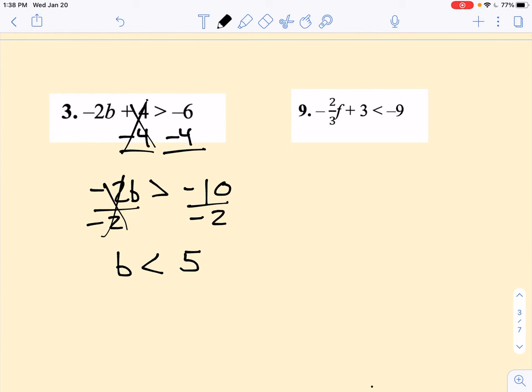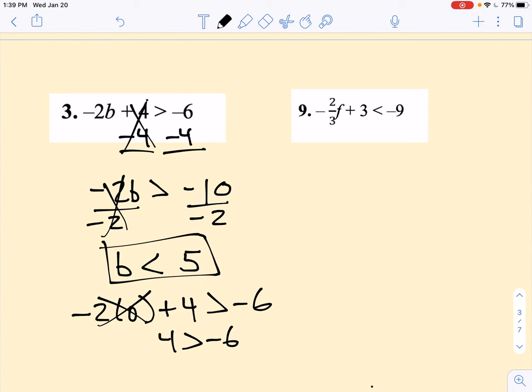So let's try this with a number that's less than 5 and see if this works. Let's use 0. I like using 0 whenever I can. So let's see if this is right. All I did was substitute 0 into the original inequality. So you have negative 2 times 0, so that goes away. So I have the statement 4 is greater than negative 6. This is a true statement, so that means my answer holds up. And we can move on to the next problem.